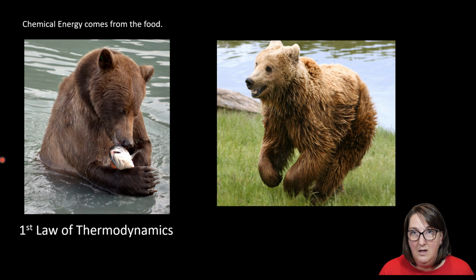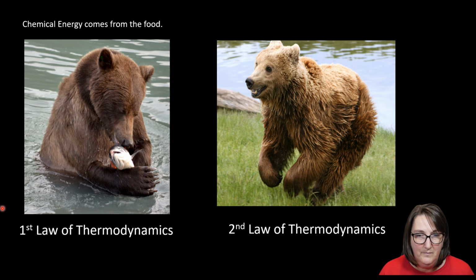So this is the first law of thermodynamics. I'm going to take this energy and the energy is going to be moved into the bear. The bear cannot create energy from the fish. It has to come from the fish. The second law of thermodynamics is the law of entropy, the law of chaos, that in order for energy to be available, it has to be broken down into smaller units.